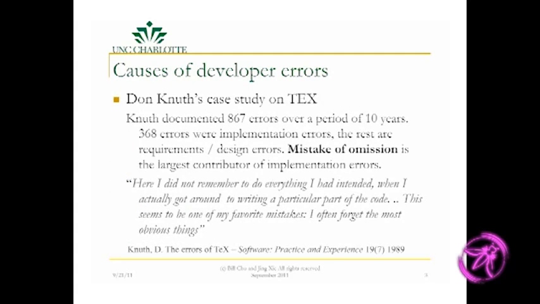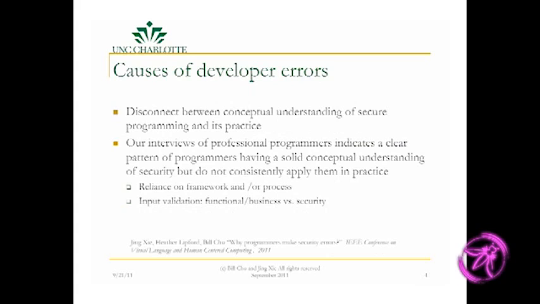We started out by researching literature on previous work, studies on why people make mistakes in programming, not just security mistakes, but programmers make bugs all the time. We all have debugged. Many of you probably know Donald Knuth, one of the fathers of computer science. He did a self-study on his own substantial programming activities and found that mistakes of omission are one of the largest classes of mistakes. It's not like he doesn't know, he just forgets to do things because there are so many things you have to worry about when you're programming. That's an interesting insight for us.